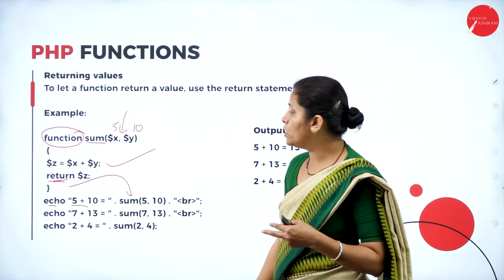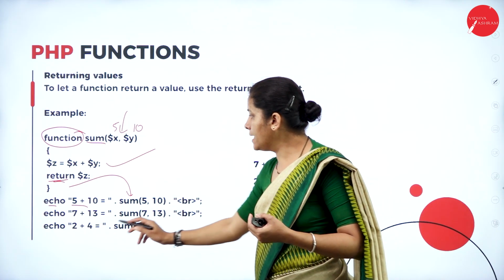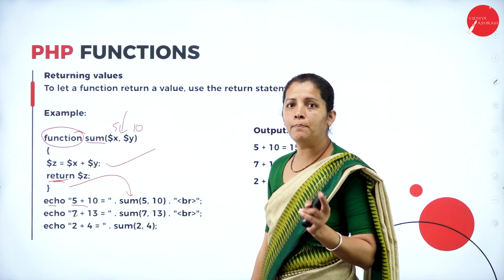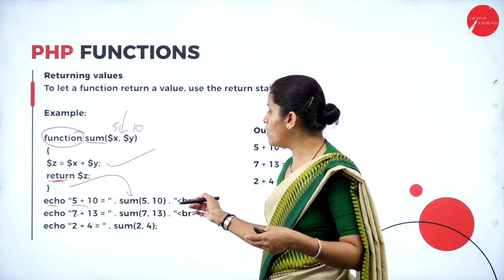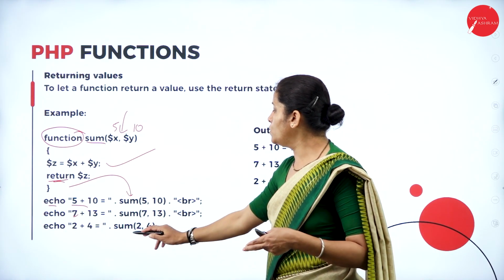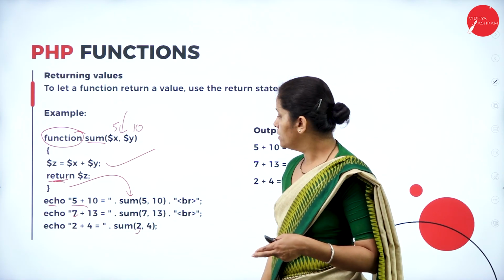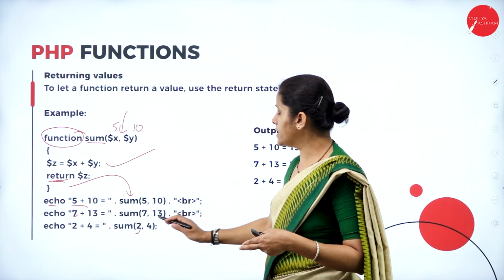After adding, what do I want to get? That is 15. Okay, fine. Next time, what am I passing? 7 plus 13, it's nothing but 20. I want to get the output 20. Next time, I'm passing the value 2 plus 4. Okay, so what am I getting here? I'm getting the value 6.